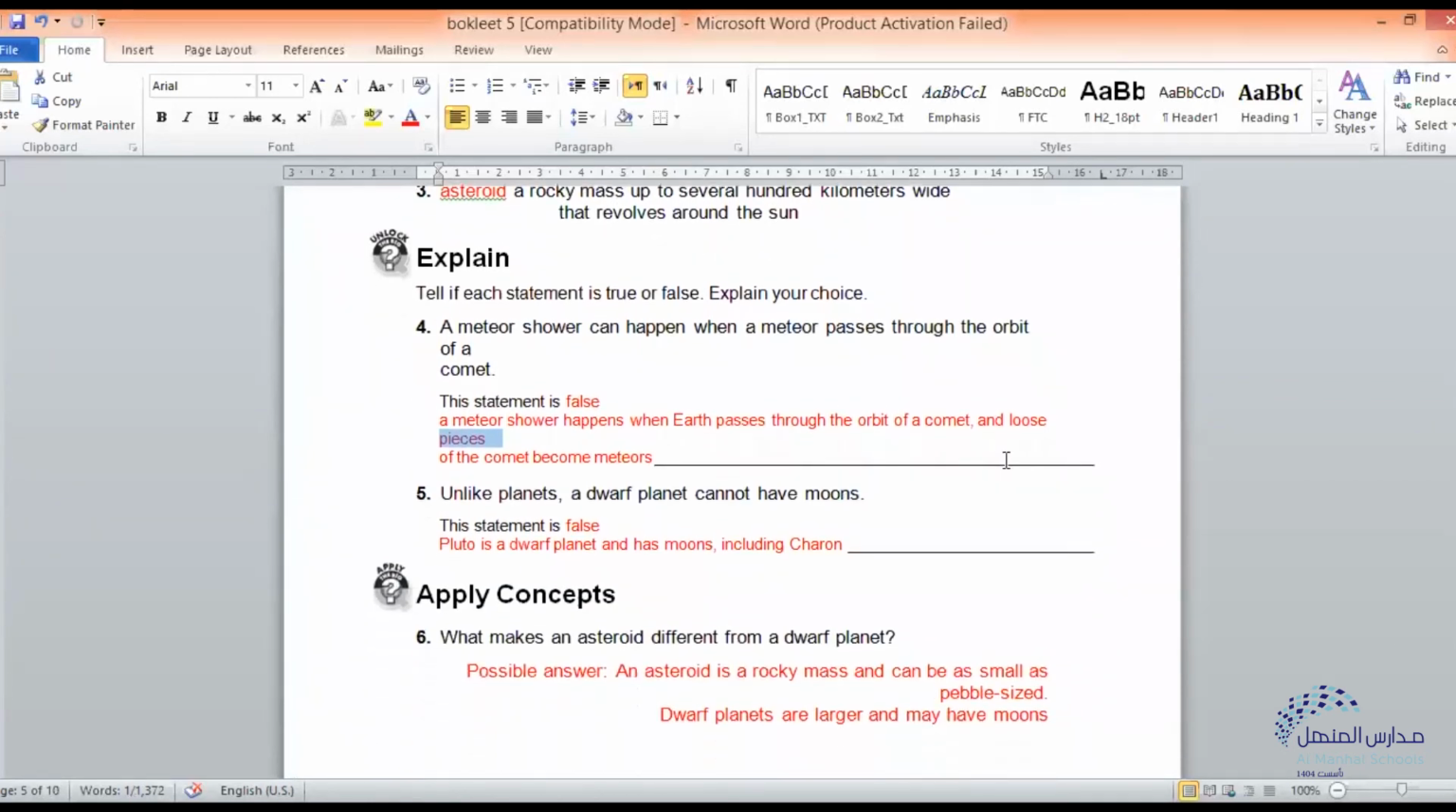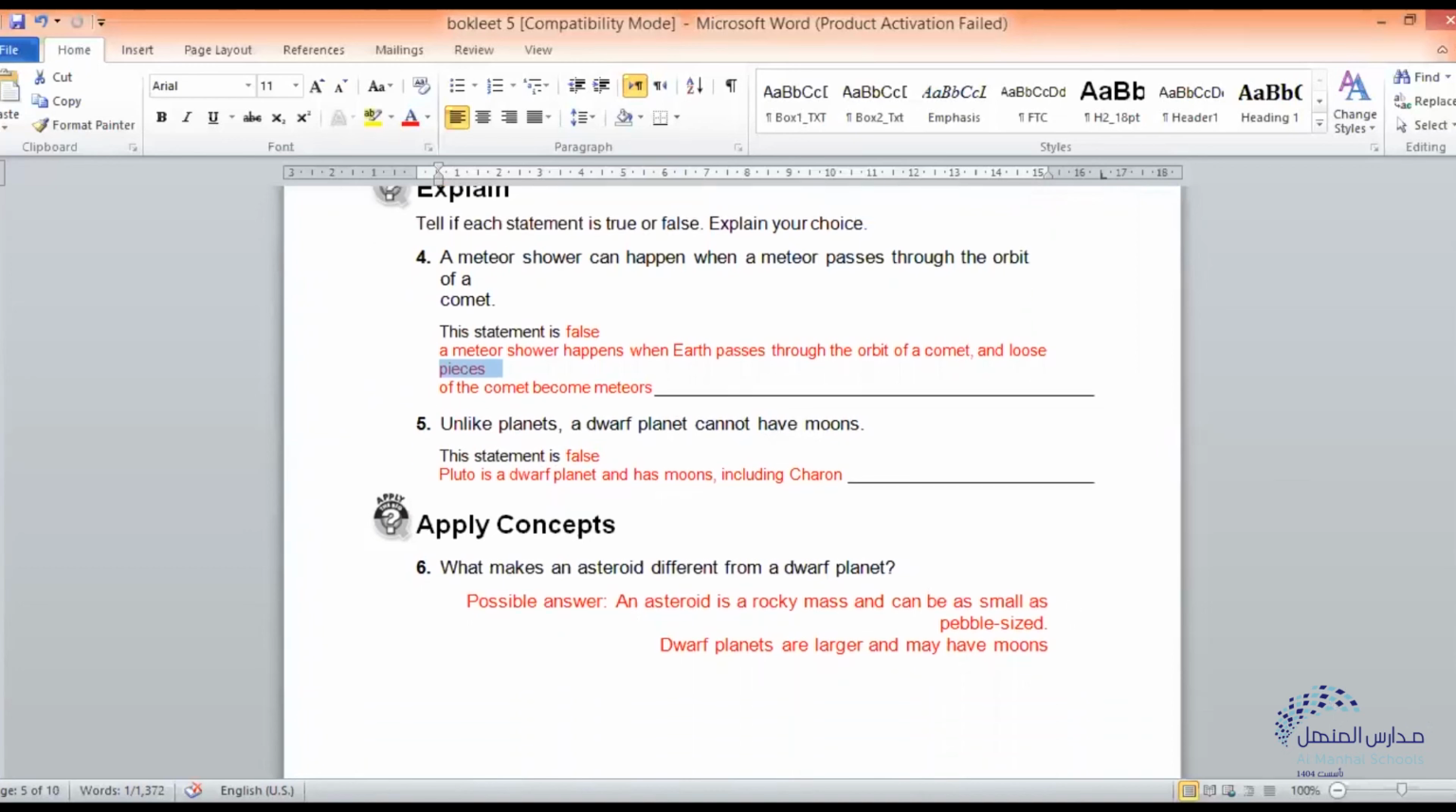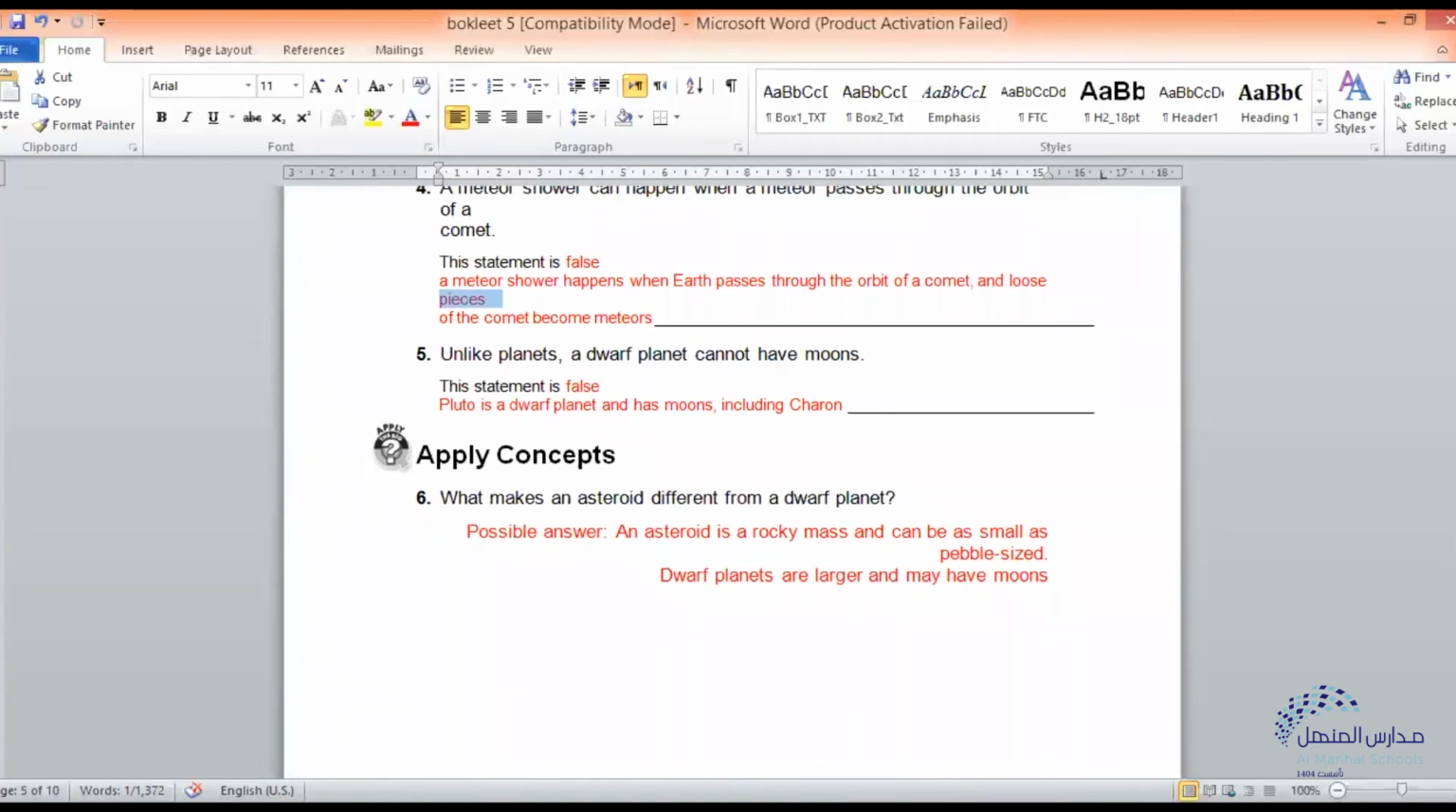Unlike planets, dwarf planets cannot have moons. This statement is false because we have Pluto. Pluto is a dwarf planet and has moons. What makes an asteroid different from a dwarf planet? Possible answer: an asteroid is a rocky mass and can be as small as pebble-sized. Dwarf planets are larger and may have moons.